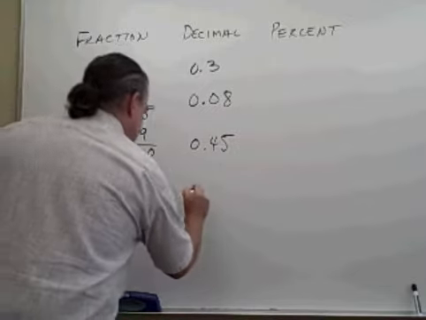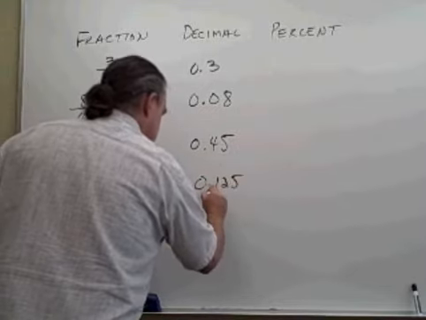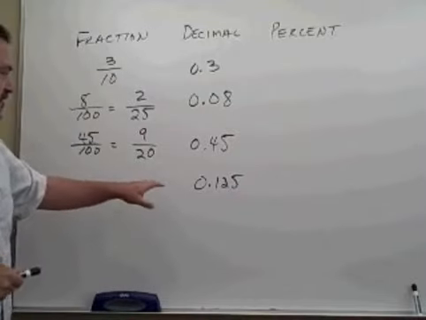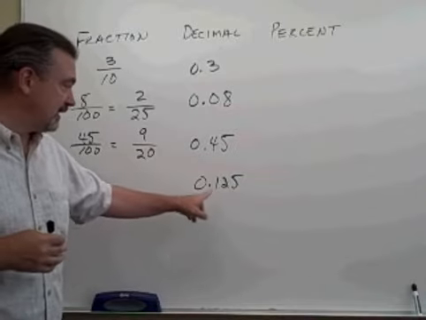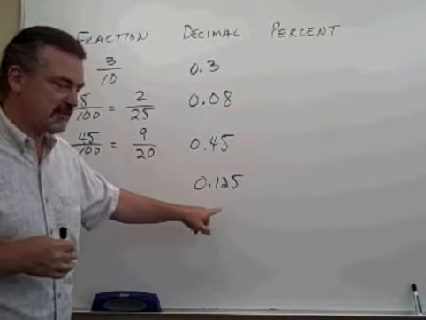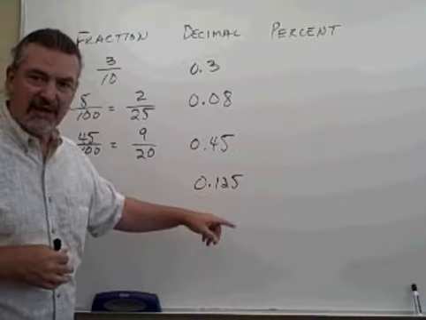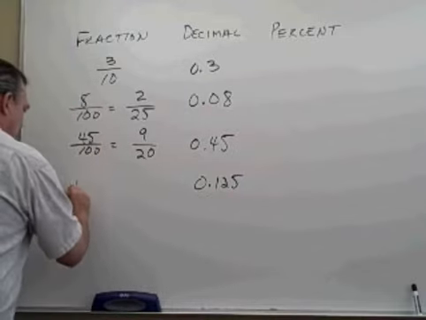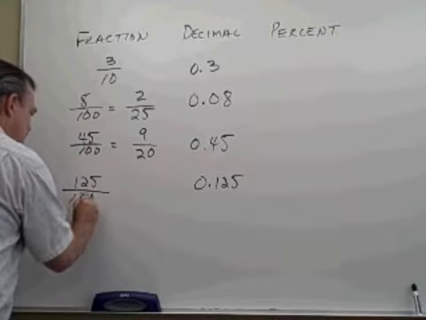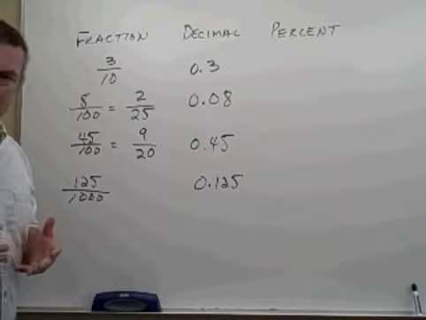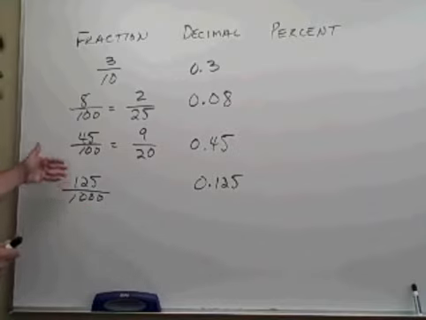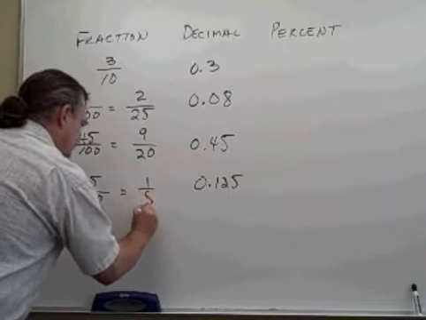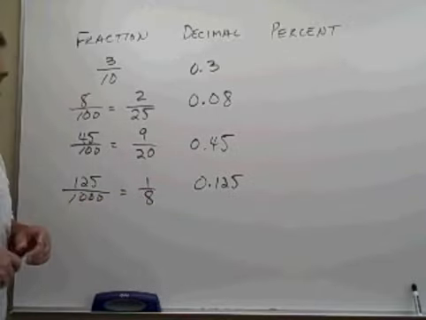Let's try another one. Say we had 0.125, or better, more properly read, this is tenths, hundredths, thousandths, so this would be 125/1000ths. So to write it as an equivalent fraction, I would write 125/1000, and then I would reduce that. And if we reduce this fraction completely, 125/1000 would reduce to the fraction 1/8.